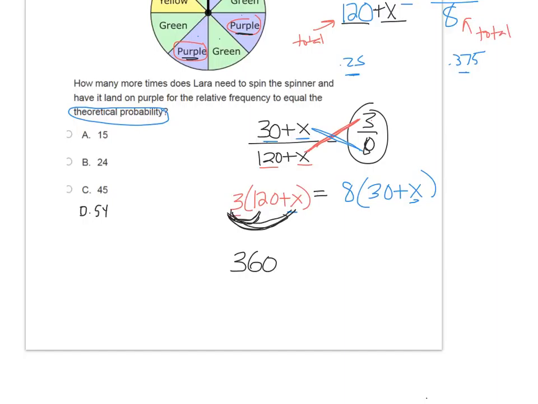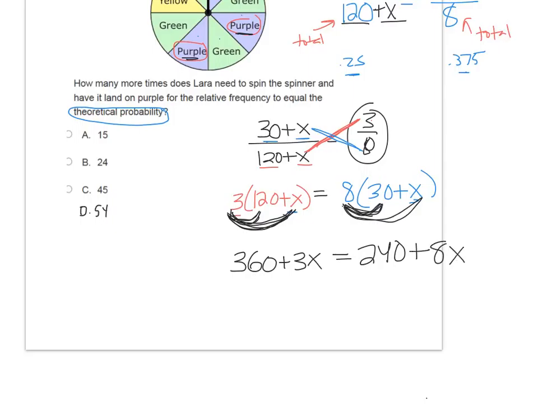And then a positive 3 times a positive x gives me a positive 3x is equal to, and then we'll do the same thing here. 8 times 30, well 8 times 3 is 24, and then there's a 0 to add on, so 8 times 30 is 240. 8 times x, so positive times positive is positive. 8 times x is 8x.